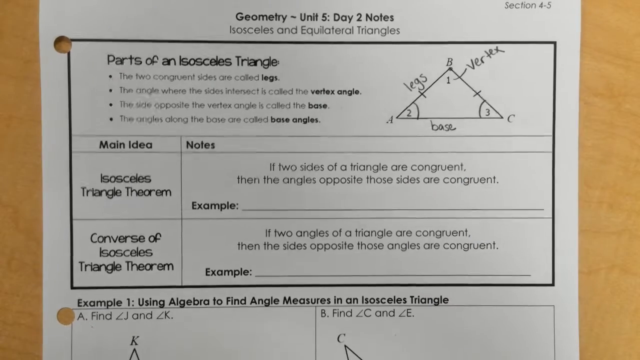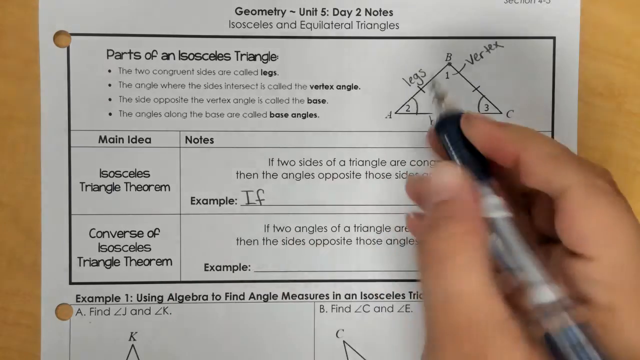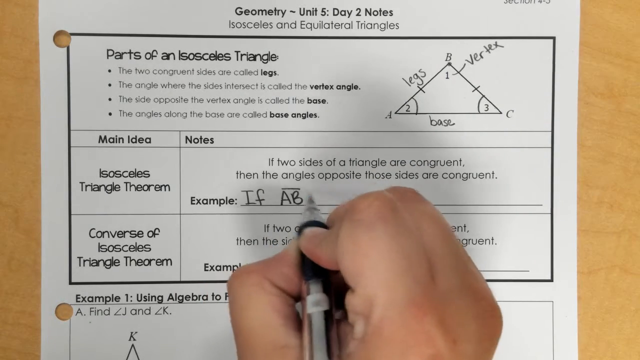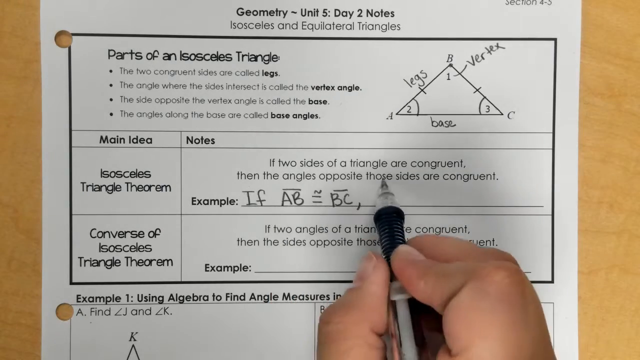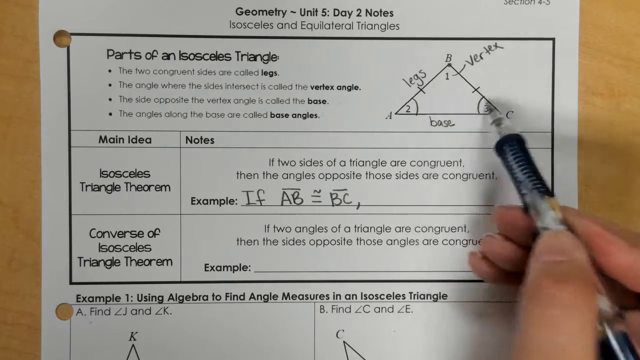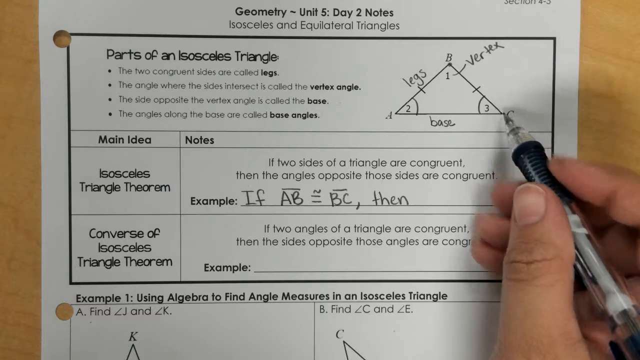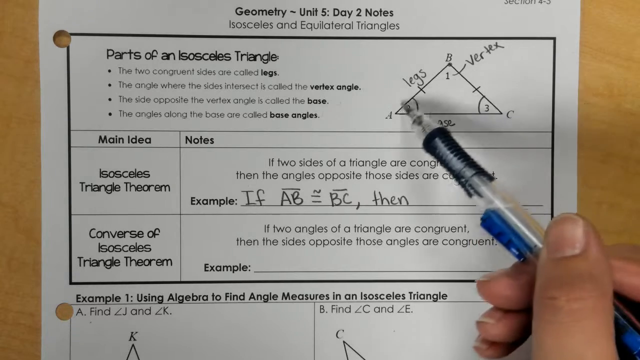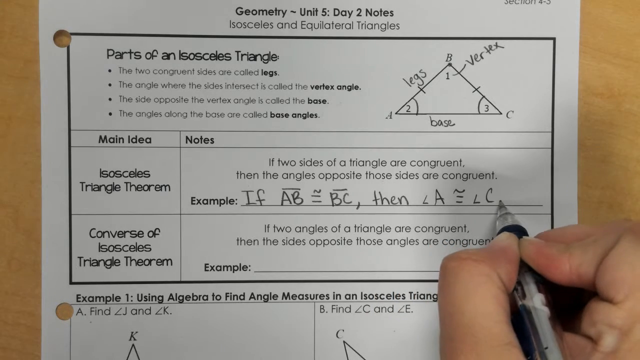Okay? So here we have the isosceles triangle theorem, and now we're basing it off this picture. If two sides of a triangle are congruent, so if AB is congruent to BC, then the angles opposite those sides are also congruent. So if I look at side AB, the opposite angle is angle 3, which is angle C. And then BC, the opposite angle is angle A. It's saying that angle A is congruent to angle C then, which is true.